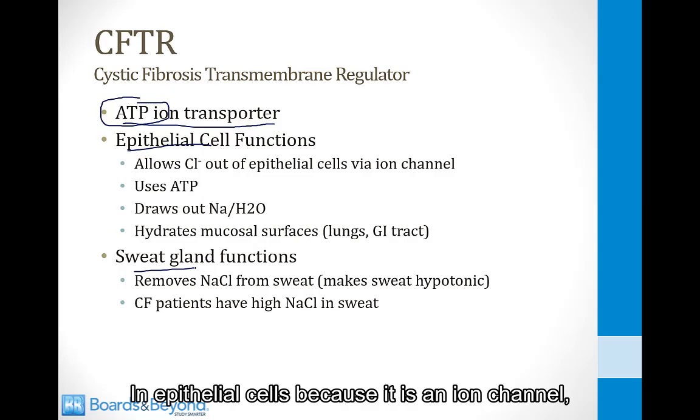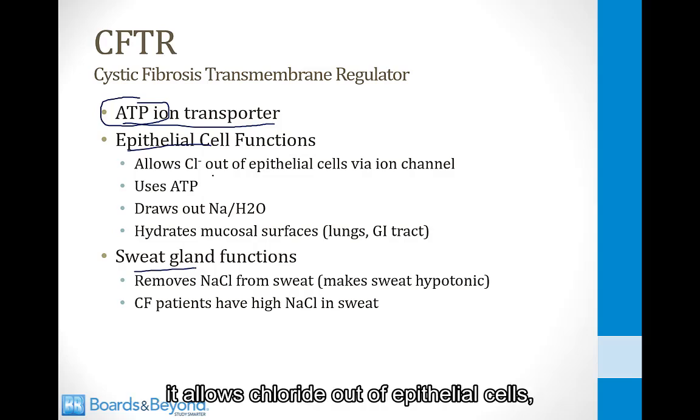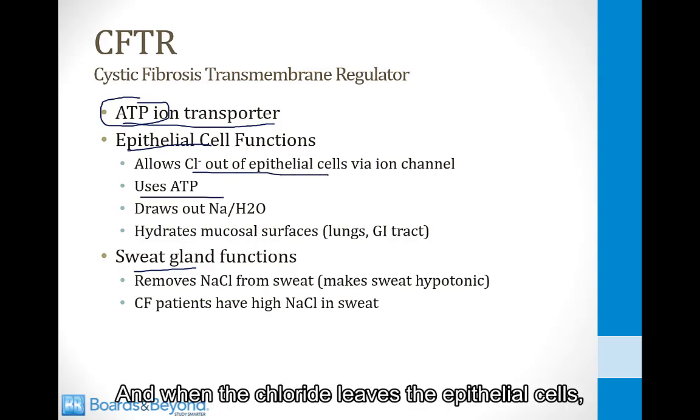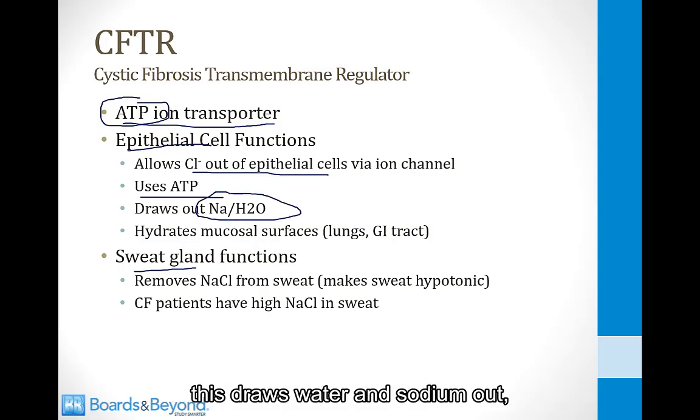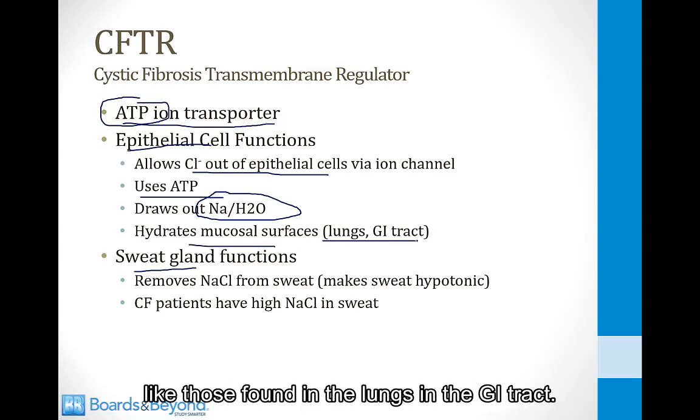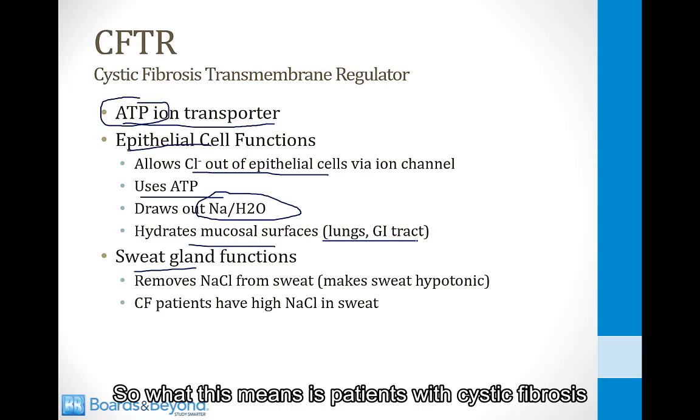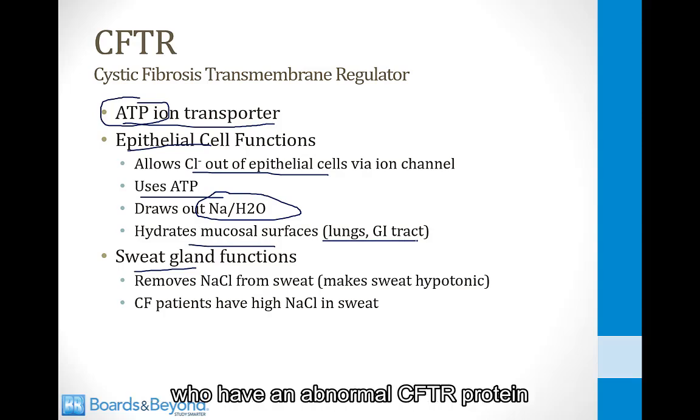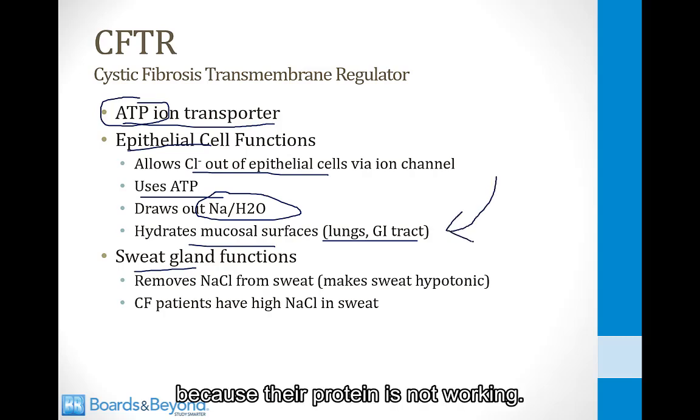In epithelial cells, because it is an ion channel, it allows chloride out of epithelial cells. It uses ATP to do this, and when the chloride leaves the epithelial cells, this draws water and sodium out, and this hydrates mucosal surfaces like those found in the lungs and the GI tract. So what this means is patients with cystic fibrosis who have an abnormal CFTR protein will have dry, sticky mucosal surfaces because the protein is not working.